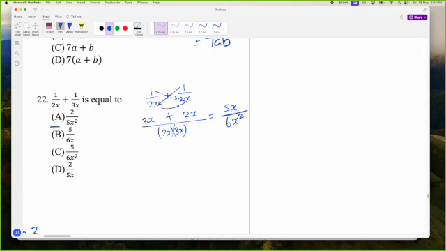And you see that they have the 5x over 6x. Oh no, they have 5 over 6x. Oh no, look. I forgot to simplify it, right? Because this x could go into one of these x's. So you'll have 5 over 6x. So yeah, B really was the answer.